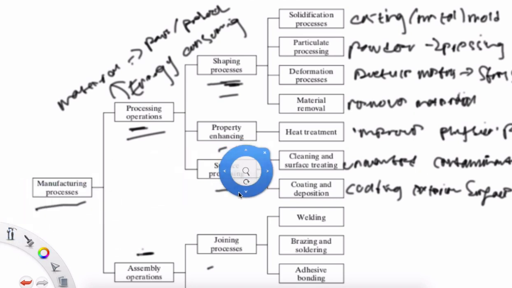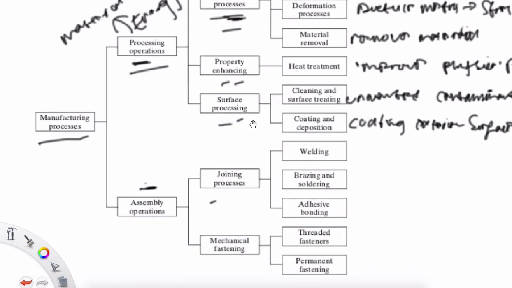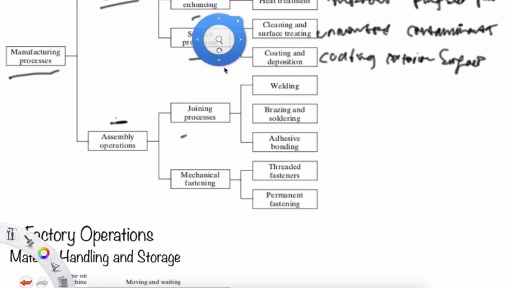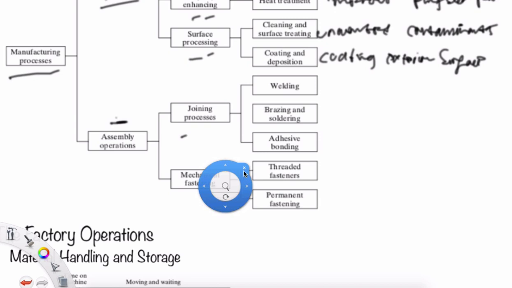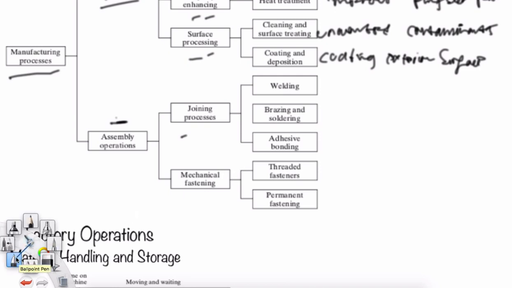Okay, that's all the processing operations in the manufacturing process, and then we will continue to assembly operations. In assembly operations, we have two major processes: joining processes and mechanical fastening. What is the joining process? The joining process, first, is welding.